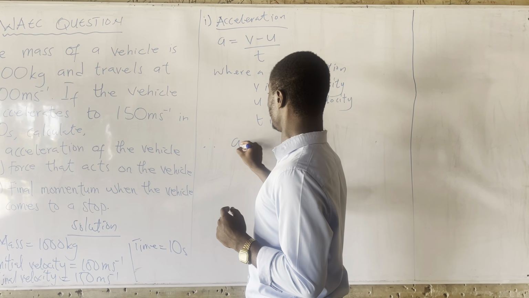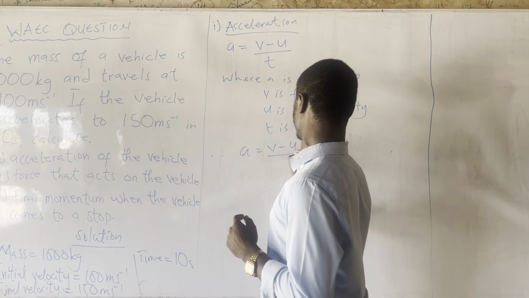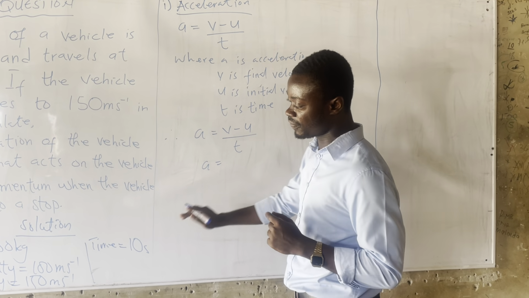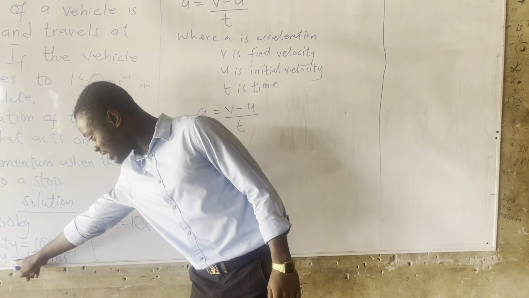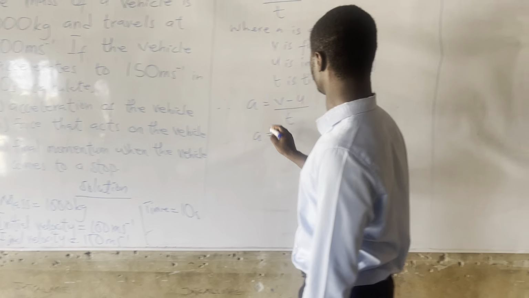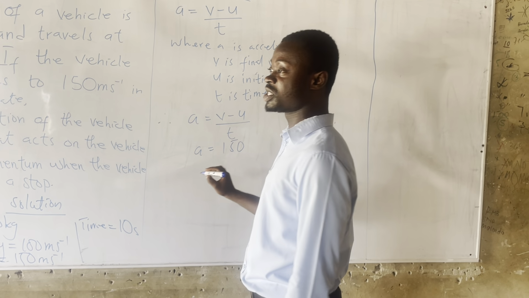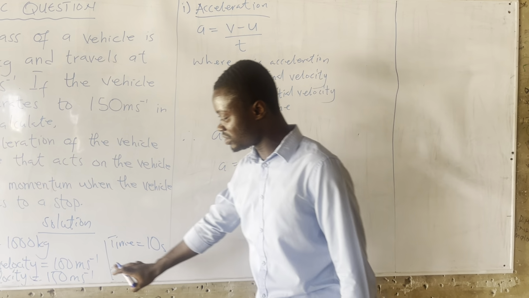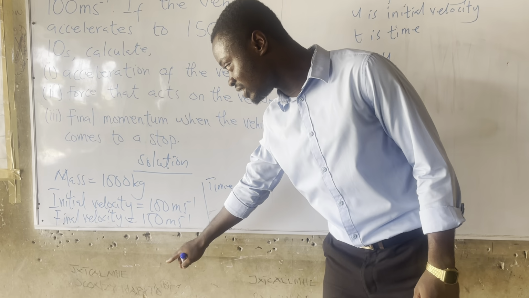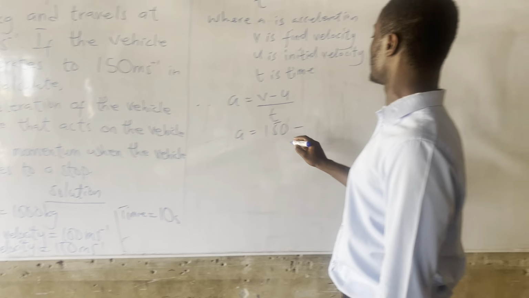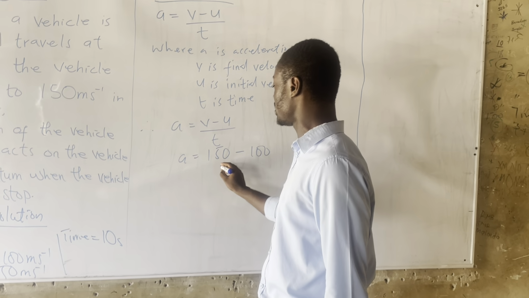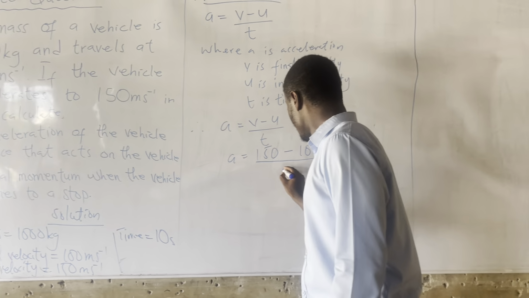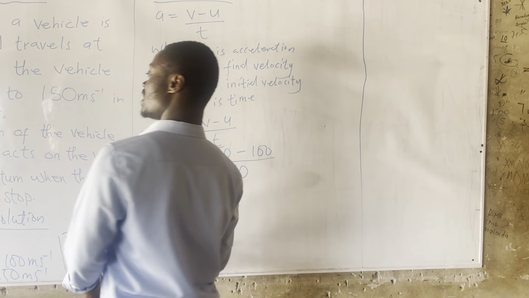Therefore, A equals V minus U all over T. So A will be equal to V, which is the final velocity. So from here, the final velocity is 150 meters per second. So you write it here, 150 meters per second, minus U, which is the initial velocity. So from here, the initial velocity is 100 meters per second. So minus 100 meters per second, all over T, which is time. The time is 10 seconds. So all over 10. So let's break this one down.